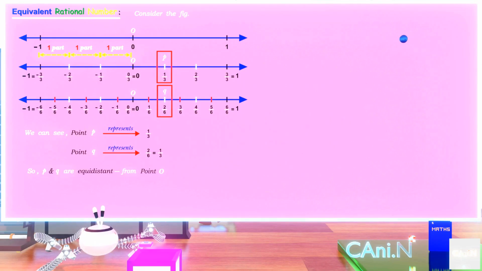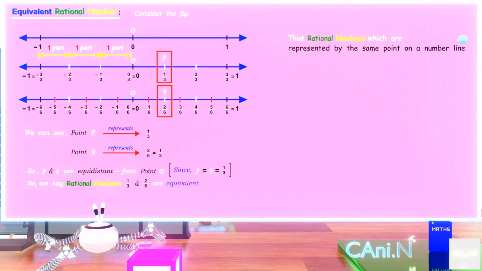So, we can conclude P and Q are equidistant from point O. So we say rational numbers 1 by 3 and 2 by 6 are equivalent. Thus rational numbers which are represented by the same point on a number line are called equivalent rational numbers.